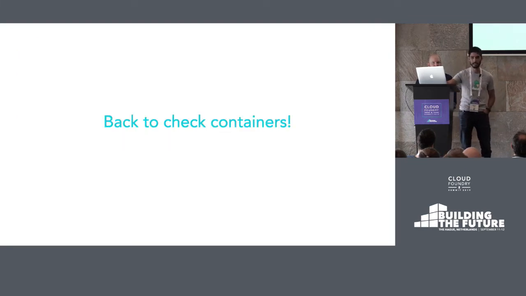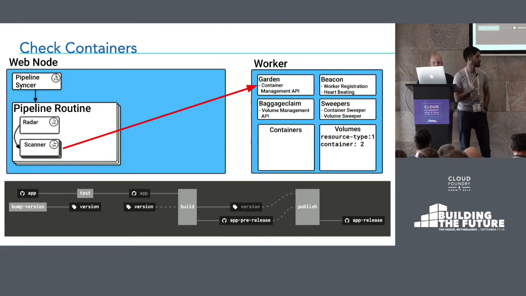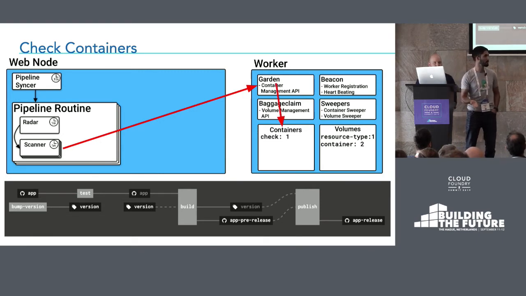All right, but now back to our check containers. We have those 2 volumes made, and we know where they came from. And now the scanner can tell Garden to create a container based off of those volumes. So the scanner talks to Garden, tells it to create that container, and we create that one check container.